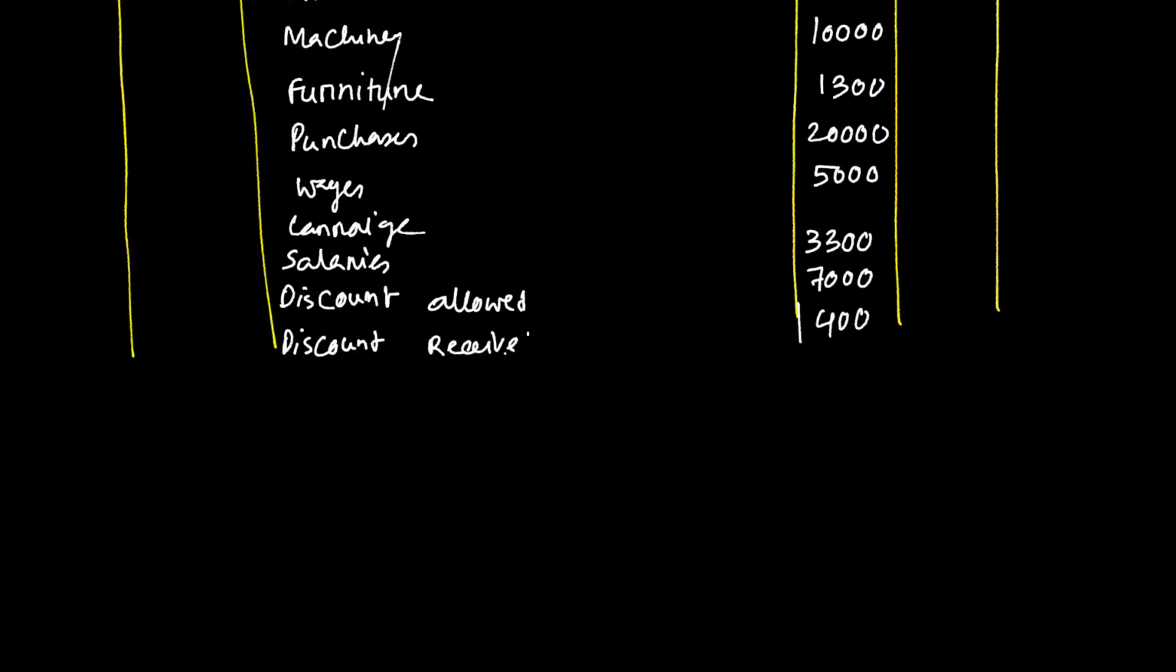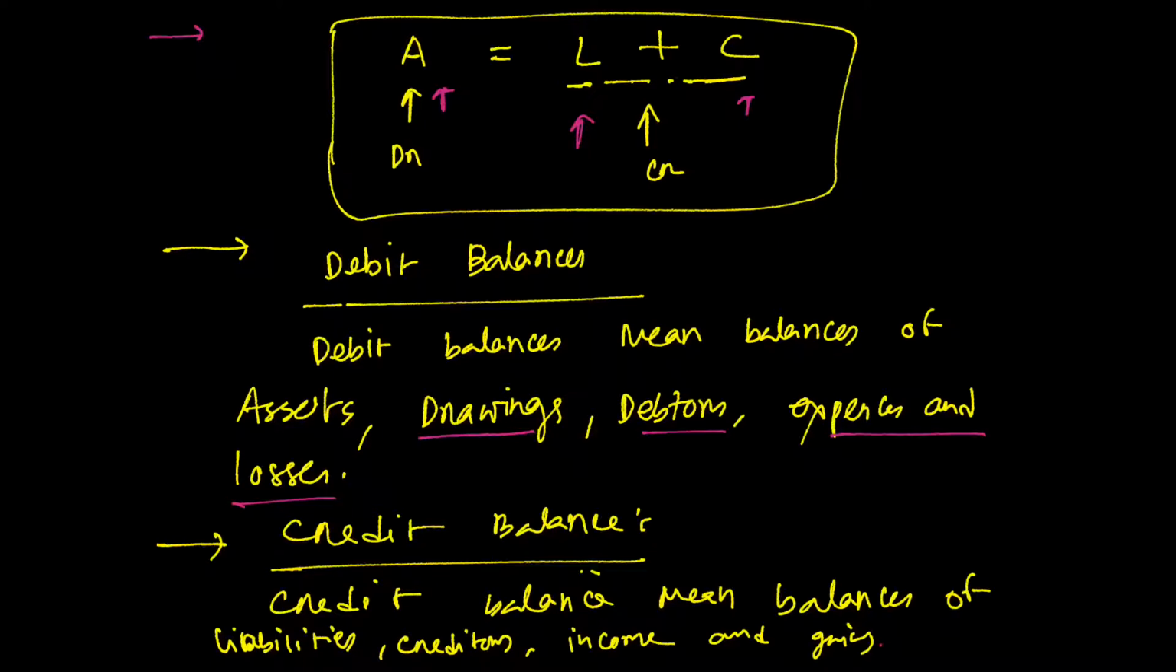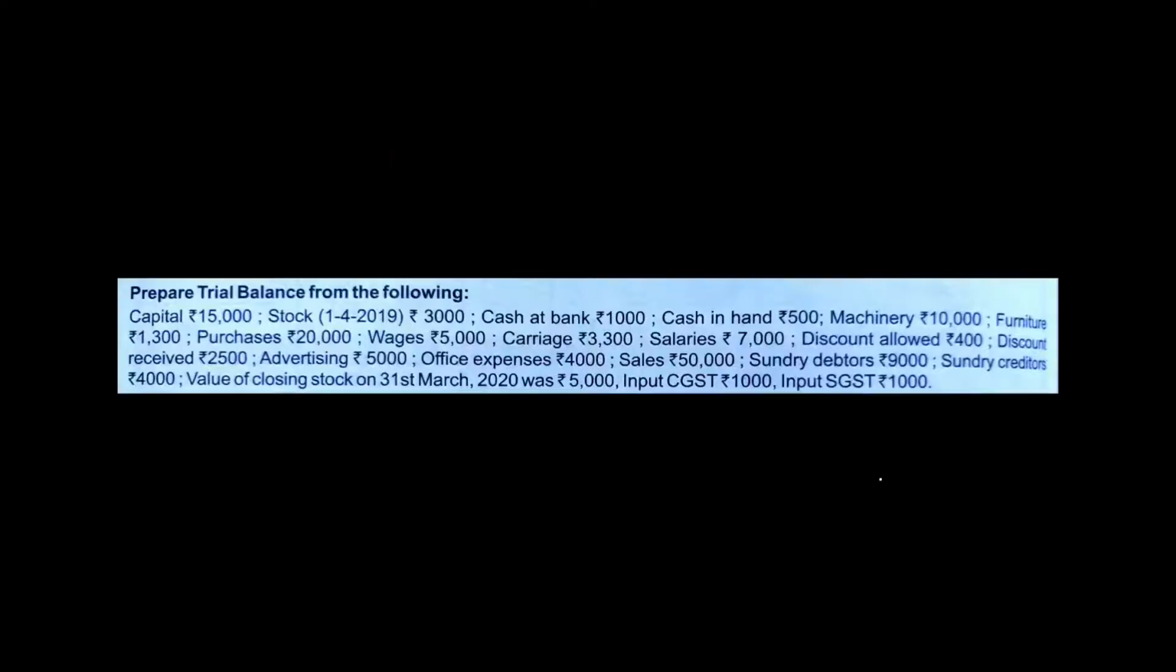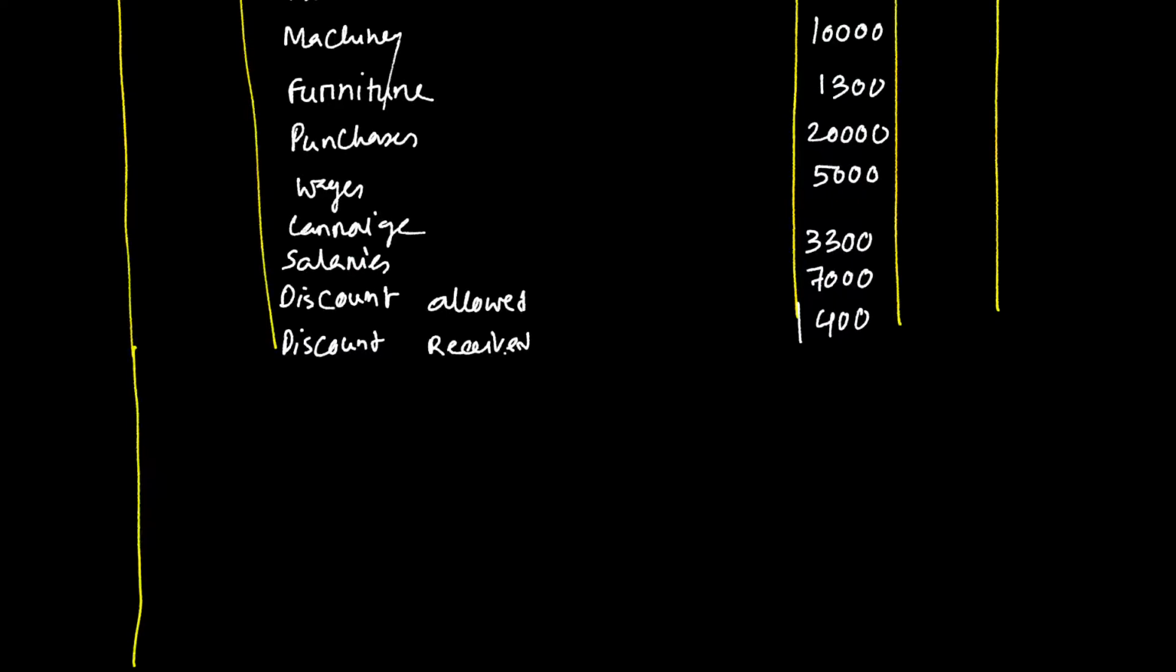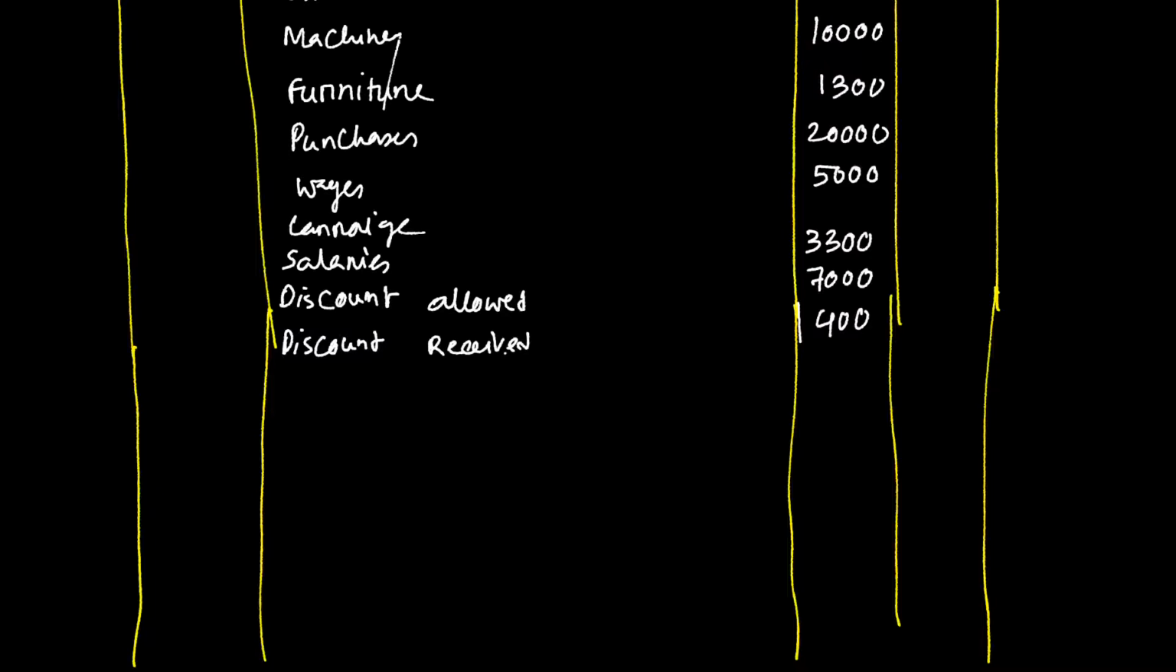Then discount received. We know that discount received is our income, and always remember that income we have to write on the credit side. So we have to write here discount received 2,500. Next, advertisement 5,000. This is an expense. Office expenses, directly written here. We know all expenses and losses are debit, that's why that 4,000 is written here.